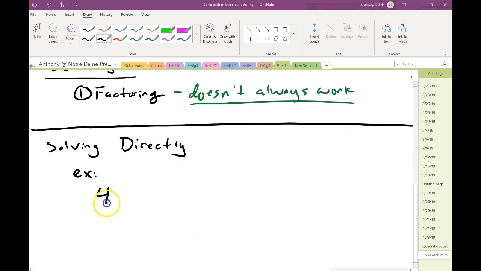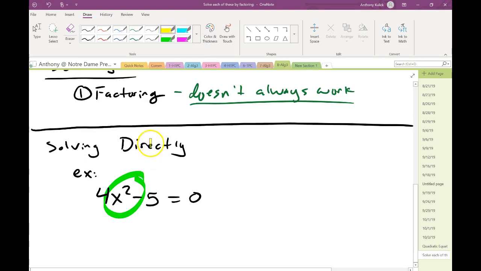So let's say we have something like 4x squared minus 5 is equal to 0. So this is a quadratic. How can I tell this is a quadratic equation? Because it's an x squared in it, right? That's what we mean by a quadratic equation. It's just something with an x squared in it.